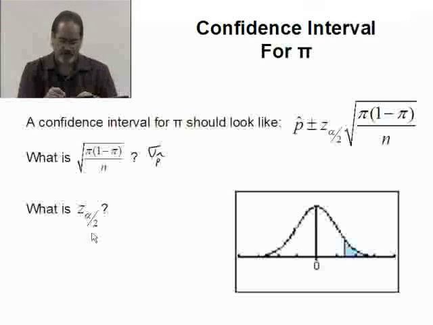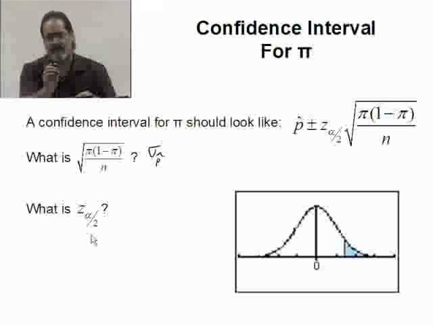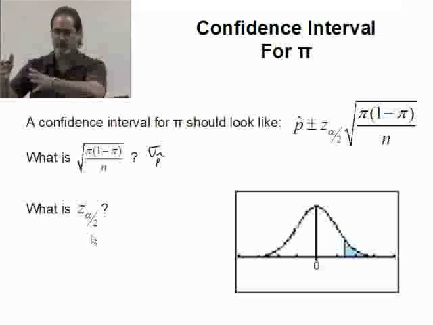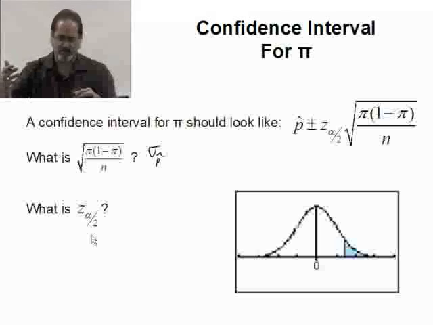So what is z of alpha over 2? Well, you know what z is. Z is a value from the standard normal. So z, as a value from the standard normal, actually represents the number of standard deviations an observation is away from the mean. It's a z-score. If I take a non-standard normal and convert it to a standard normal, a z-score is the number of standard deviations we are away from the mean.